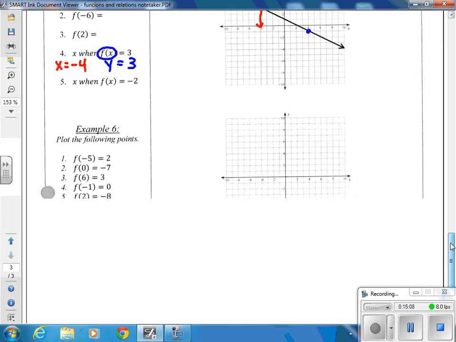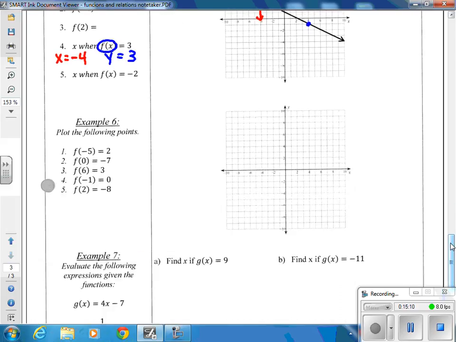All right, for number 6, I'll show you one of these and then I'll let you do the other 4, because once you get the hang of the first one, the rest of them are pretty easy. Every time you have function notation written this way, you can write an ordered pair, and once you have an ordered pair, you can graph it on your grid. Just remember that whatever number is in parentheses represents your x, and whatever's on the other side of the equal sign represents your y. Once you have an x number and a y number, you've got an ordered pair.